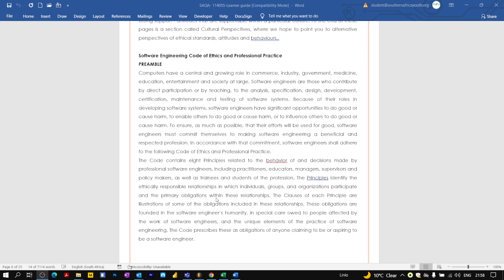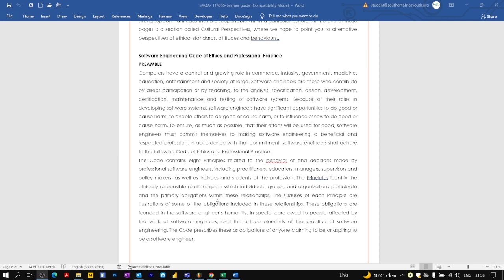So, first thing, computers have a central and growing role in commerce, industry, government and so forth. Software engineers are those who contribute by direct participation or by teaching to the analysis, specification, design, development, certification and testing of software systems. Because of their roles in developing software systems, software engineers have a significant opportunity to do good or to cause harm. So that makes it very important for them to obey certain codes of practice.